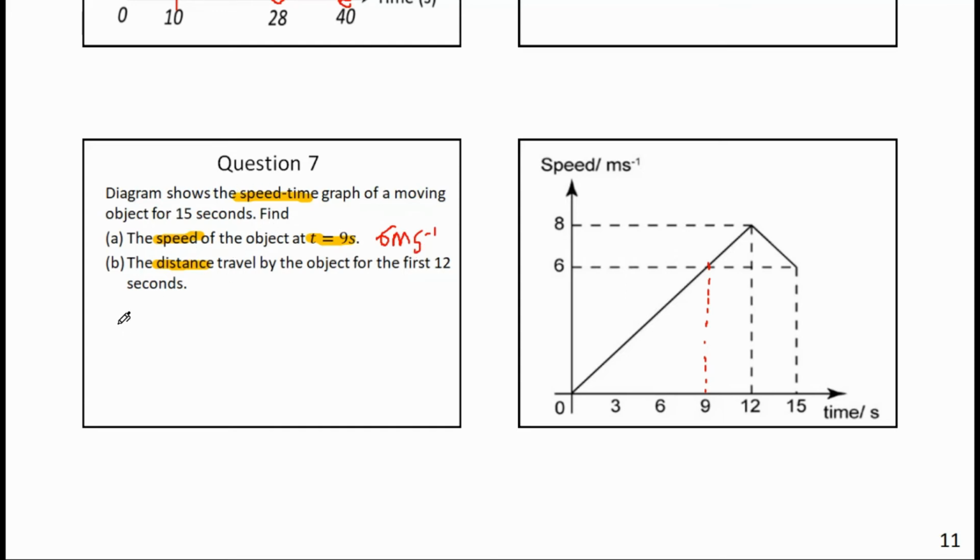For part B, distance traveled. For speed against time, when we need to find distance, we just find the area under the graph. For the first 12 seconds, so until here only. So we have to find the area under the graph for this part. So this is a triangle. So half times base 12 times height 8. 48 meters.